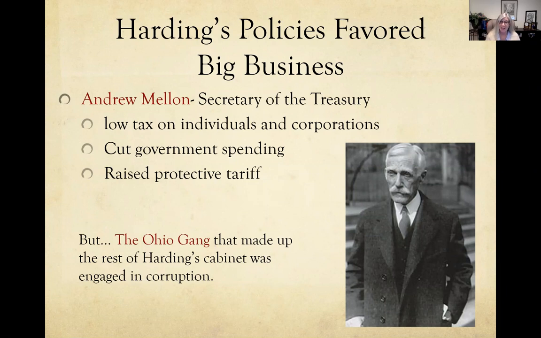But behind the scenes, Warren Harding surrounded himself with his poker buddies. He was not the most intelligent of presidents we've ever had, but he was definitely the life of the party. He was very personable. People liked him. But he didn't choose wisely when he chose his cabinet or the people to head his executive agencies. And we refer to all of these people who make up his cabinet as the Ohio Gang, because they were engaged in corruption. They were lining their own pockets with money that they were getting simply from their position of power.